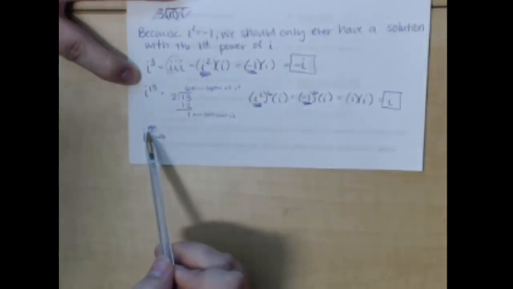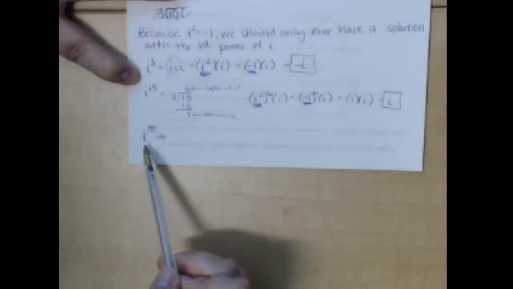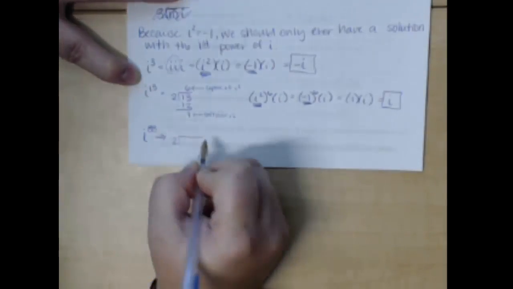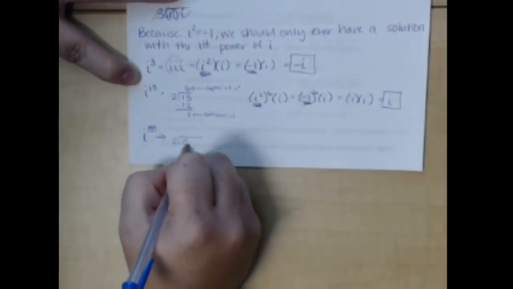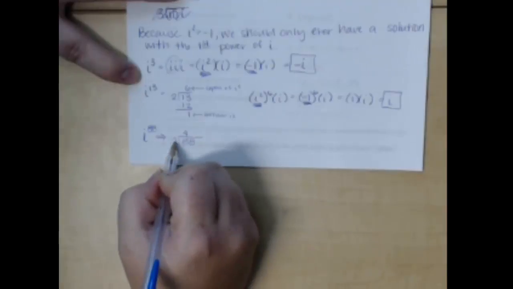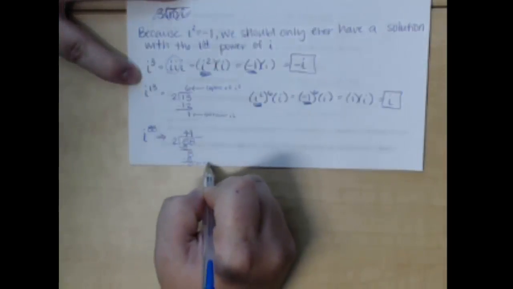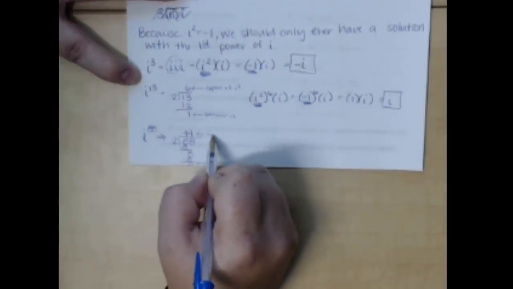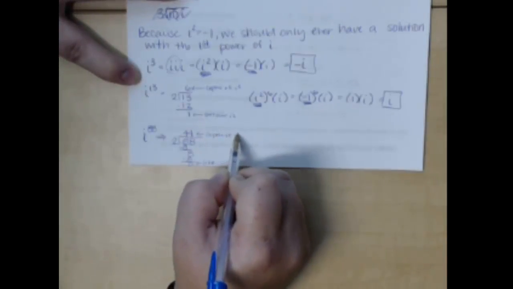I want to know within i to the 88, how many i squareds do I have? So I'm going to take 2, because that gives me my i squared, right? 2 goes into 88 how many times? Well, let's see. 2 goes into 8 4 times. 4 times 2 is 8, right? And then 2 goes into 8 4 times. So 2 goes into 88 44 times, right? And it goes in evenly. So that means I have 0 leftover i's, right? I have 44 copies of i squared.